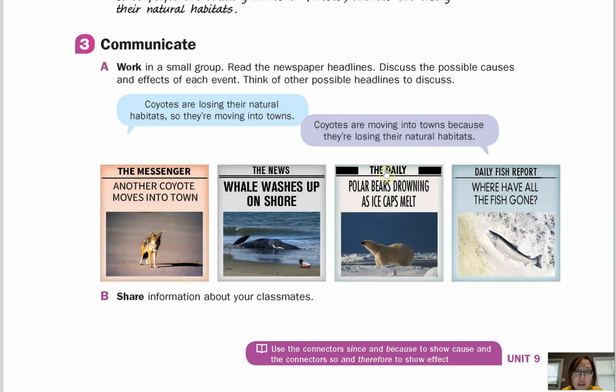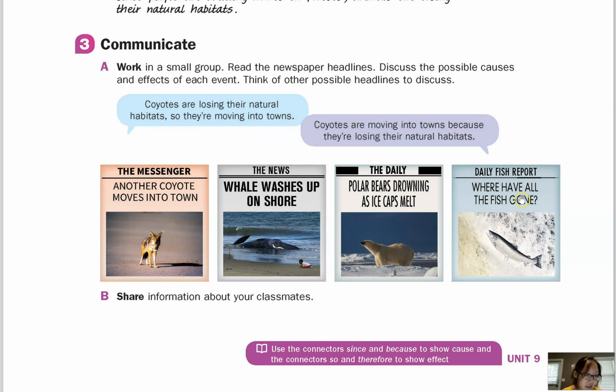Let's keep going. We can say polar bears are drowning as ice caps melt because of global warming. Okay, so again we can say global warming causes ice caps to melt, so polar bears are drowning. And then the last one, where have all the fish gone? Okay, so this headline is in a question form. So we might say, fish are disappearing, because it says, where have they gone?